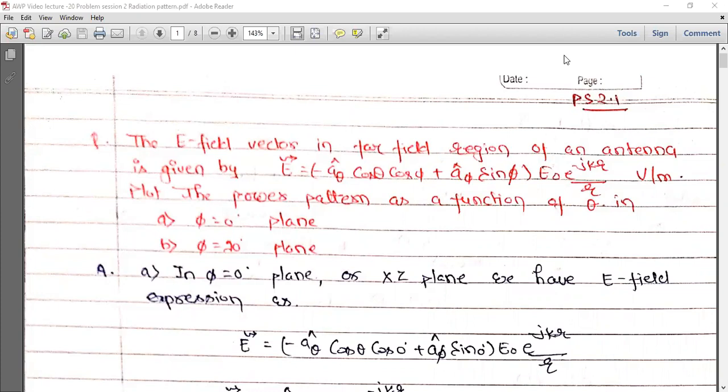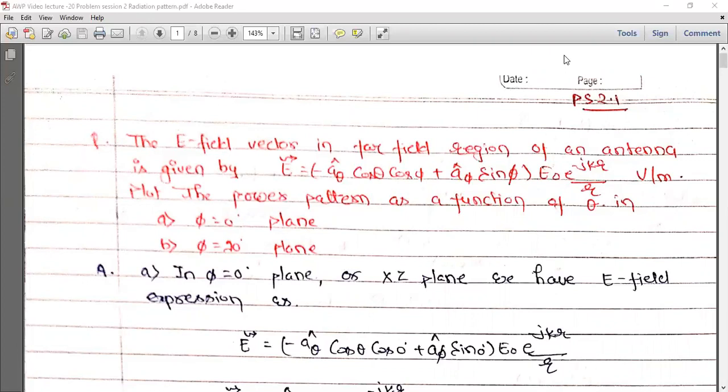And in continuation with our last problem session, which was designed for understanding of the spherical coordinate system, now we are going to solve some more problems related to antenna and wave propagation, which rely on this spherical coordinate system. Understanding of the spherical coordinate system will be enhanced if we understand these problems on antenna and wave propagation. Okay. So the question is in front of you.